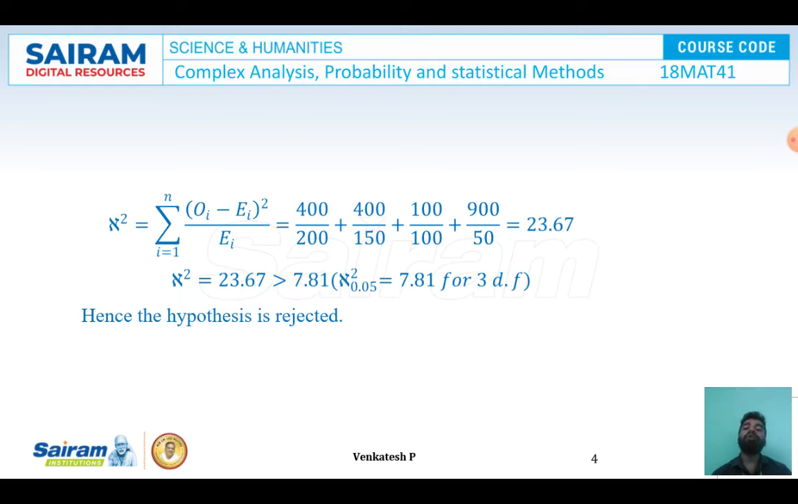It will be equal to 400 by 200 plus 400 by 150 plus 100 divided by 100 plus 900 divided by 50. After simplifying this, we got the value 23.67. This chi-square value 23.67 is greater than 7.81 with respect to 3 degrees of freedom. Hence we can say that the hypothesis is false, hence it is rejected.